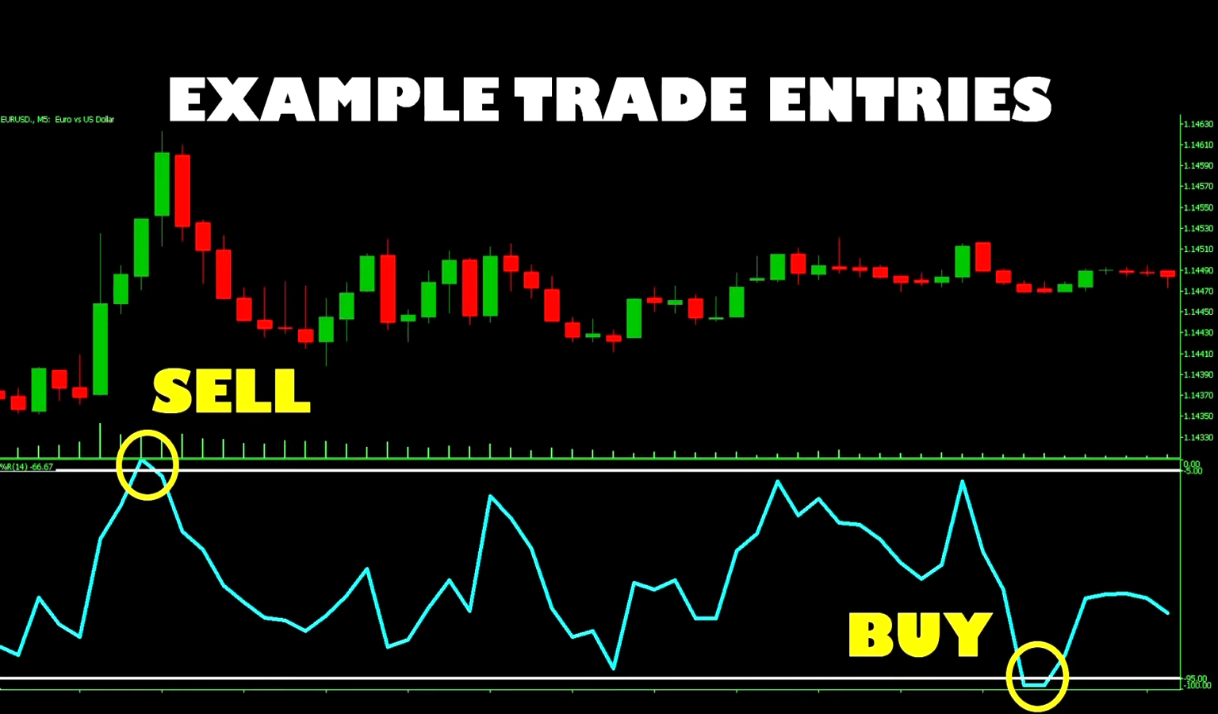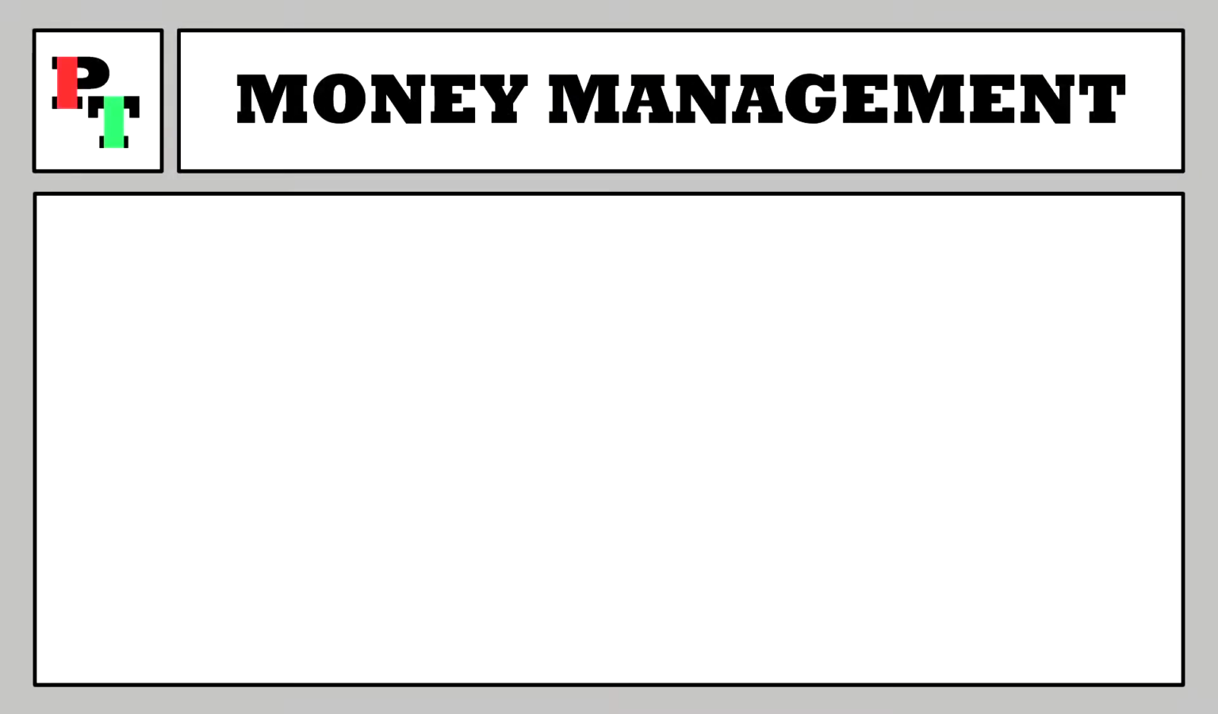We don't want to rely on the Williams percent range for everything though, and to help us with that, we can put a key part of our strategy into the money management. This is where that mix of price structure steps into the strategy. We're going to use Bill Williams' Fractals indicator.